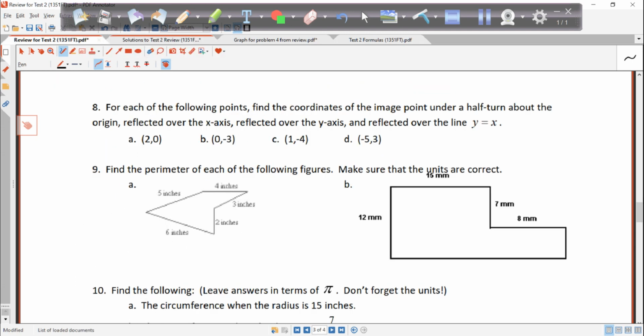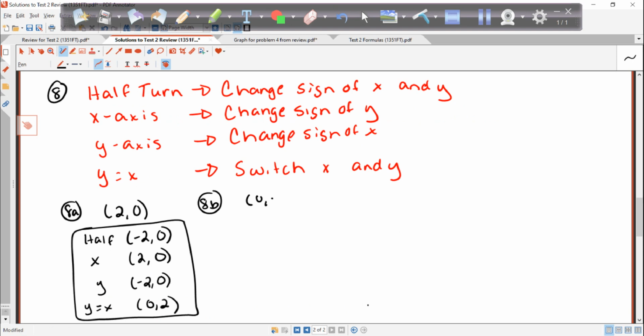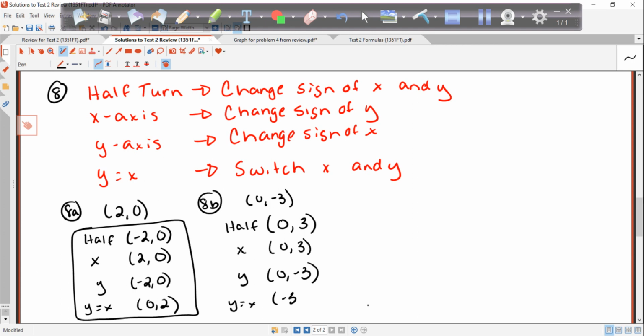Part B, 0, negative 3. To do a half turn, we're going to change the sign of both. So it'll be negative 0, which is the same as 0. Changing the sign there will be positive 3. Going over the x-axis, we change the sign of y. So it'll be 0, 3. To go over the y-axis, we change the sign of x. So it'll be negative 0 or just 0. To go over y equals x, we switch the order, so it becomes negative 3, 0.